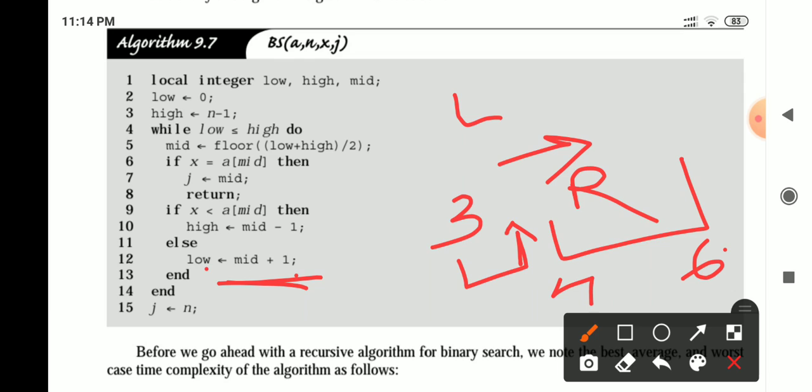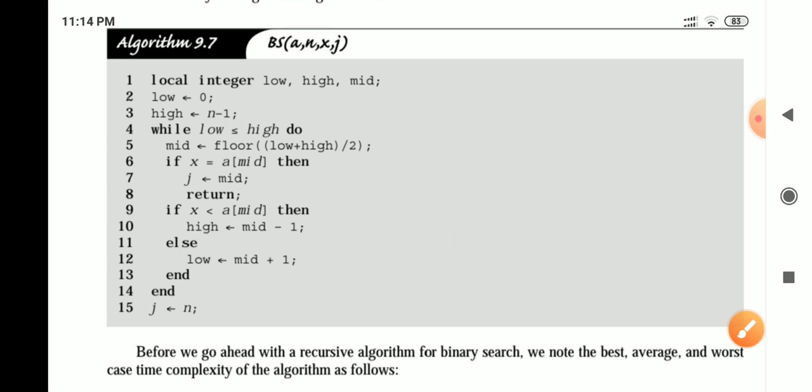So whenever the data is less than mid, we have to change high. And if it is not less than, if it is greater than mid, at that time we have to replace low. And here we have that algorithm. This algorithm is an iterative algorithm.